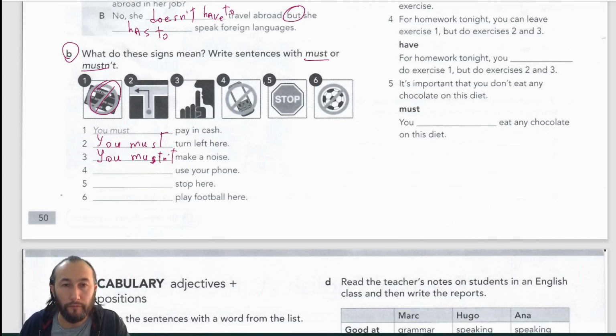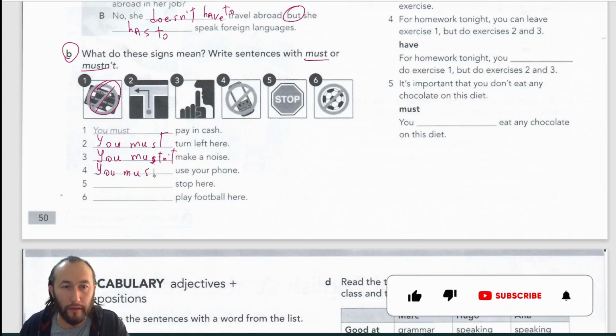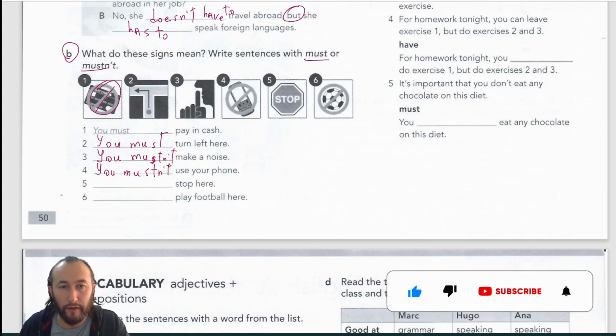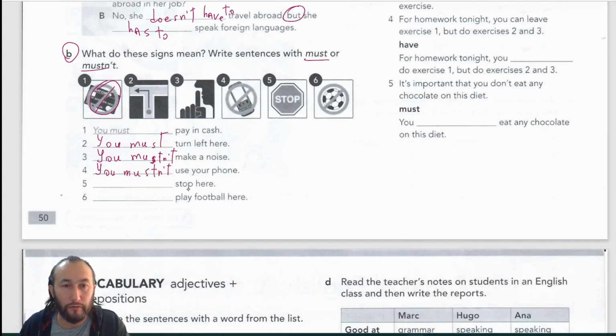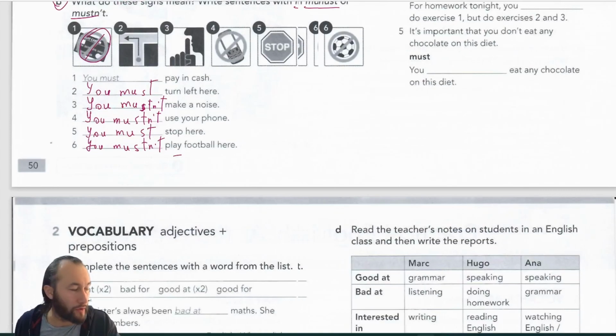Number four, the phone is not allowed. So you mustn't use your phone. Number five is stop. So you must stop here. And number six is, football or ball is not allowed. So you mustn't play football here. There you go, guys.